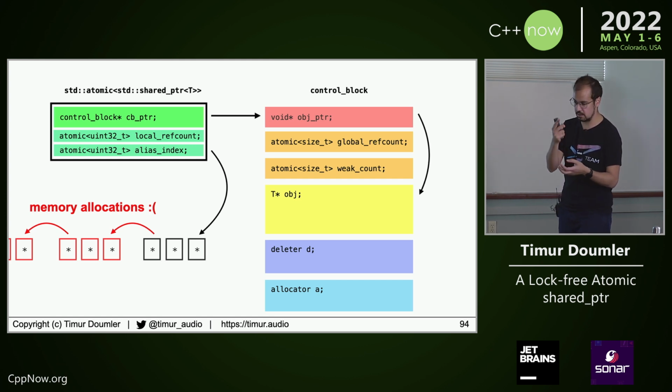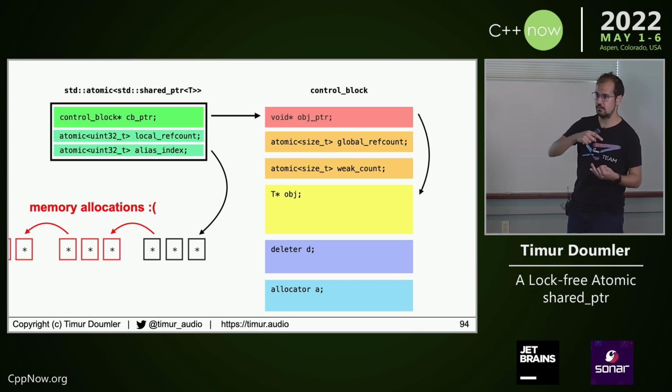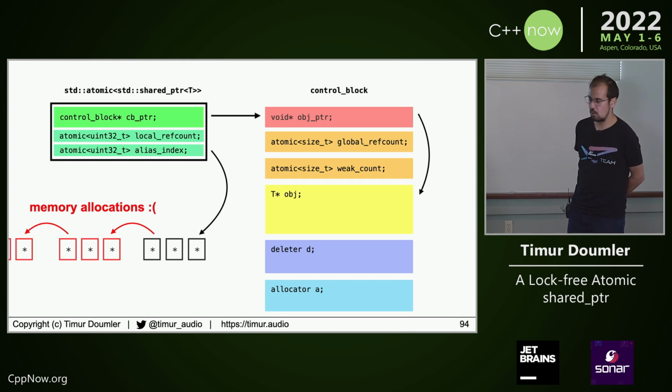So you have to do this on the store, on the exchange, and on the compare exchange. So none of those operations will actually be lock-free in general, because you might end up calling malloc if you need to have another alias pointer here. So that doesn't quite work.